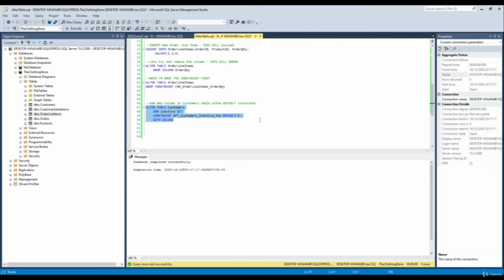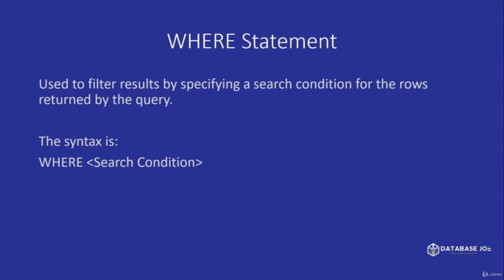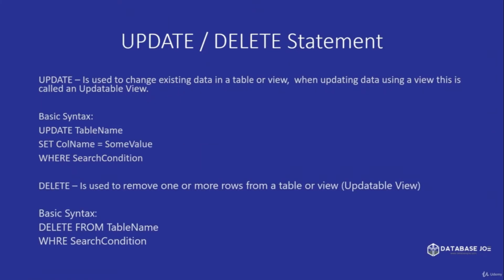Next up, we will be discussing the where clause. The where statement allows us to add a search condition to our result sets. What this essentially means is that we can apply a filter to our result to only return rows that meet our search condition. The update and delete statements allow us to update our data in our tables or remove data from our tables. We can also use a view to update and delete data. This is called an updatable view. Although we will be discussing views later, the updatable view is an advanced subject and will not be discussed in this course.